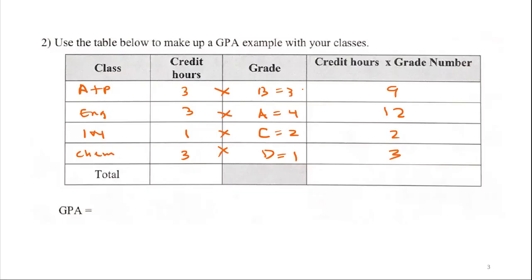So what do we get there? 12 plus 9 is 21, 23, 26. When we add these up, we get 26, and then we add up the number of credit hours, which gives us 10. Then we just divide them. We take the total, the 26, and divide it by the number of credit hours. That gives us a GPA of 2.6.